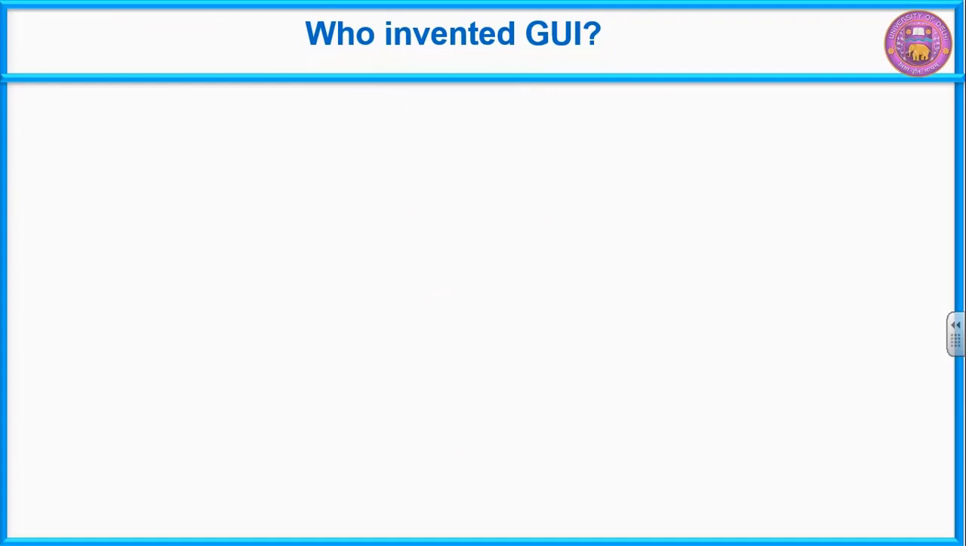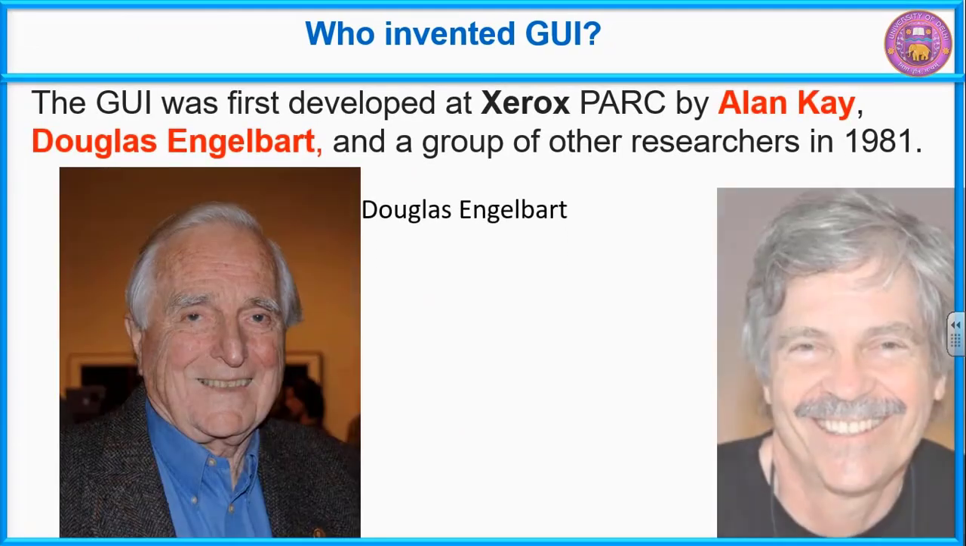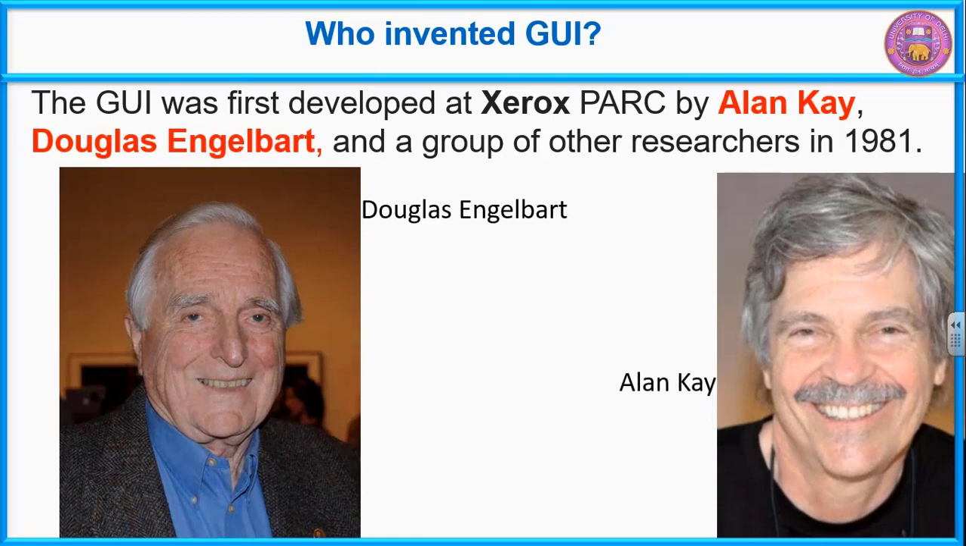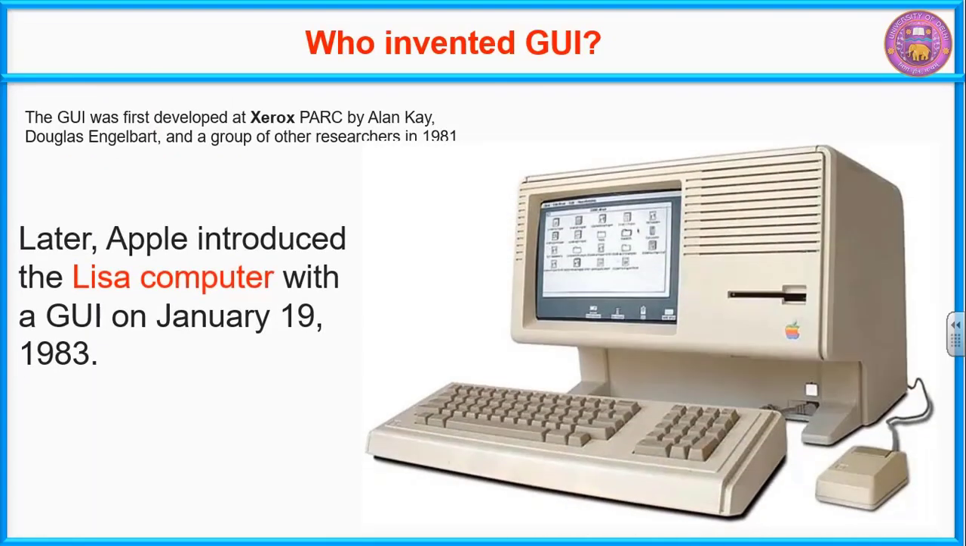Who invented the GUI? The GUI was first developed at Xerox PARC by Alan Kay and Douglas Engelbart and a group of other researchers in 1981. These are the pictures of Douglas and Alan. Later, Apple introduced the Lisa computer with a GUI on January 19, 1983.